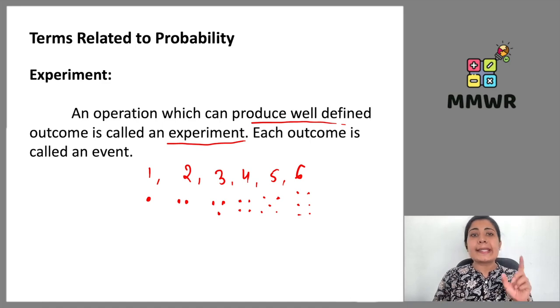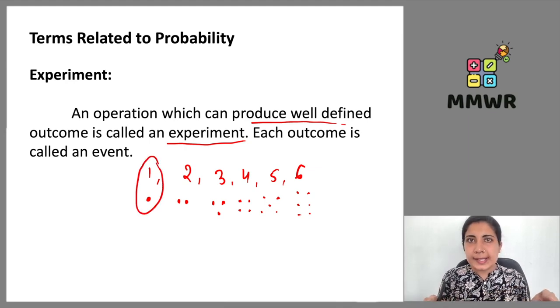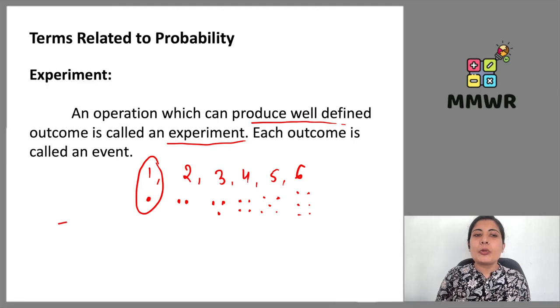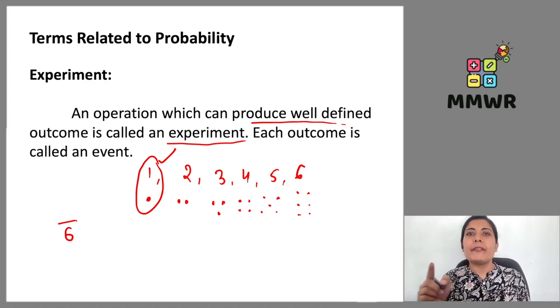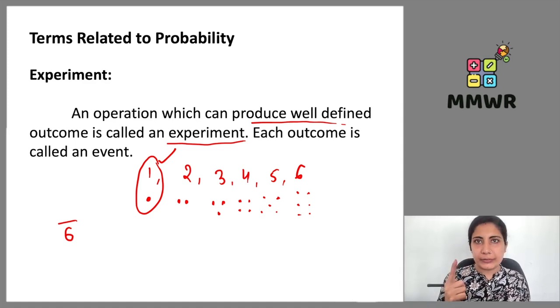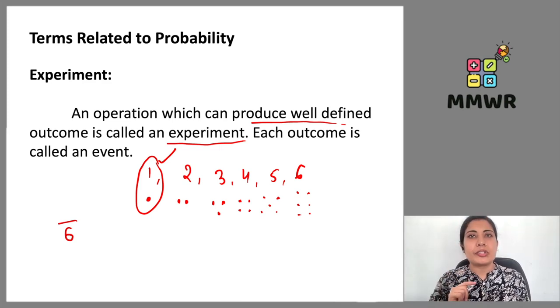In that case, each and every result will be considered as an event. Out of 6 types of results, 1, 2, 3, 4, 5, 6, there are 6 numbers. Getting 1 has only one chance. Getting 2 has only one chance. Getting 3 also has only one chance. Each number comes on only one face. That is why every number has only one chance.